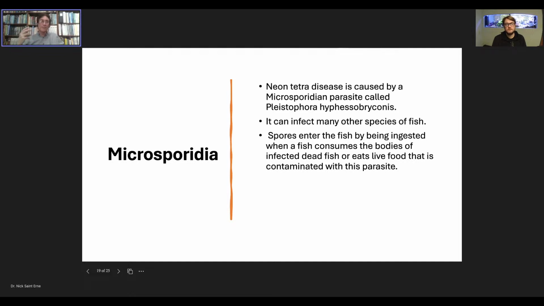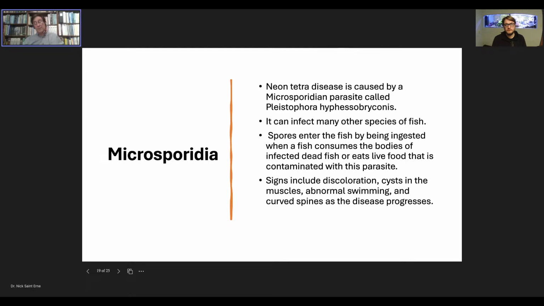If that fish dies and other fish eat it, that's how they can become infected. So you want to always remove dead fish as soon as you can so that other fish aren't eating them and getting the parasites that those fish have. And they can get this discoloration of the skin, the fins, and the muscles will start getting swollen cysts. If it gets into the spine, it can cause spinal curvature.